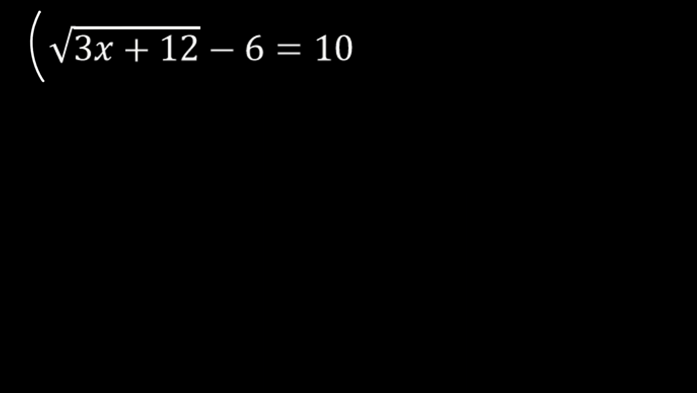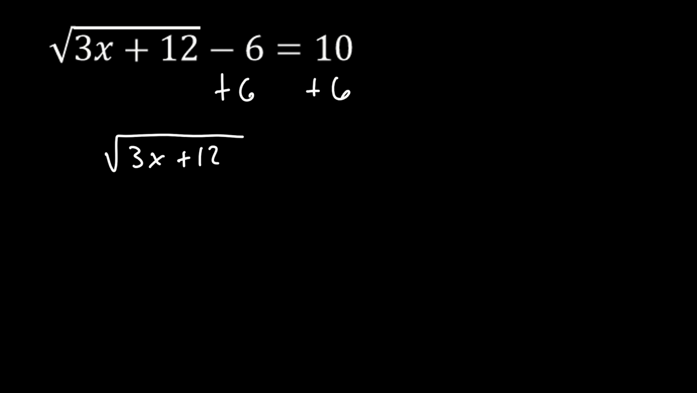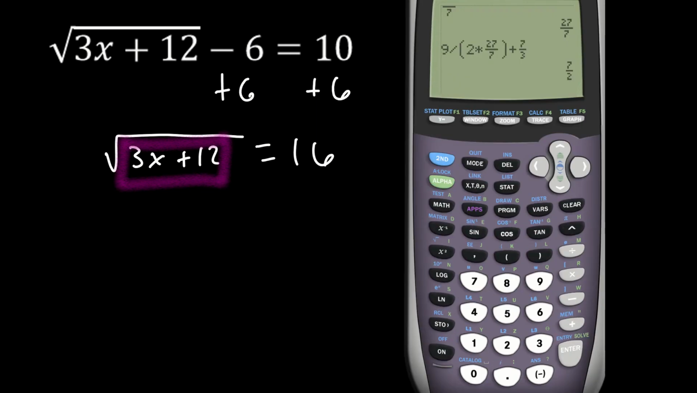Much better thing to do, because we can do it simply, is just add 6 to both sides. So if I do that, on the left hand side now, I now have the square root of 3x plus 12. And on the right hand side, I've got the value 16. Fabulous. So I know that this expression inside has to be the square of 16. It has to be 16 squared.